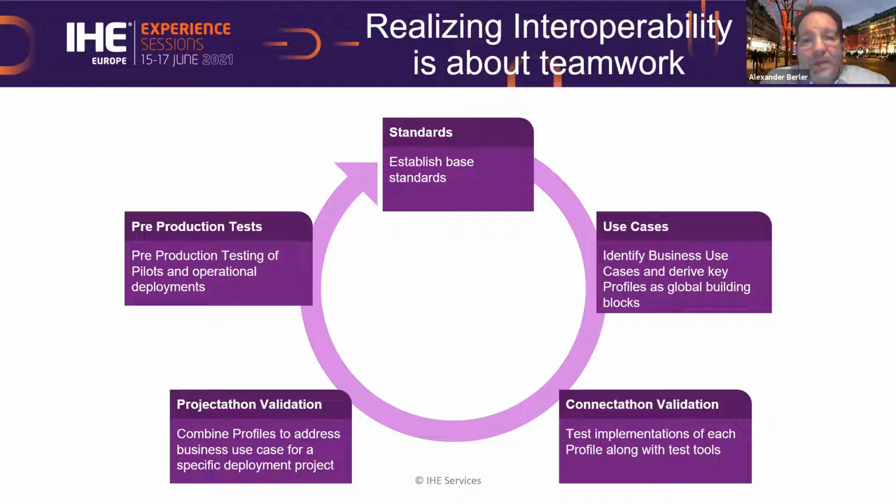So in the process, we start from the standards, the different standards that we need. We organize them into use cases so that the specifications are created. And then those are tested at the Connectathons if they are pure IHE profiles, or then they can be tested in projectathons, which is the part that we want to discuss today. And usually in projectathons, we have a mixture of national and IHE specifications. And then we can also do and test again before going to production. And that's another type of testing that usually is necessary.